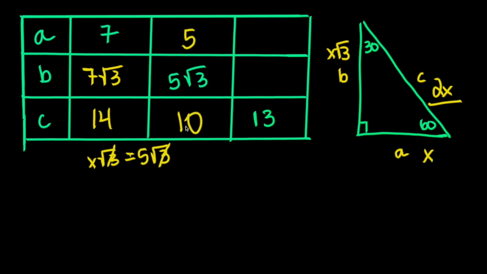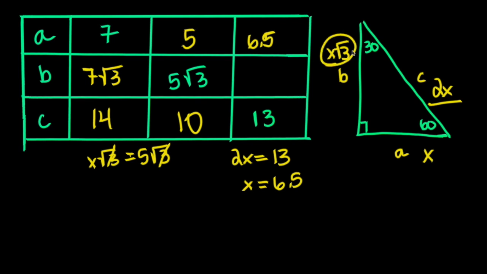Now, finally, for the last column, we know that 2x equals 13 because 13 is our C value, and our C value length is 2x in this triangle. So if we divide both sides by 2, we're going to get that x equals 6.5. So we can replace that for our A value. And then we can just go ahead and input our x value into the equation for the B side of the triangle.